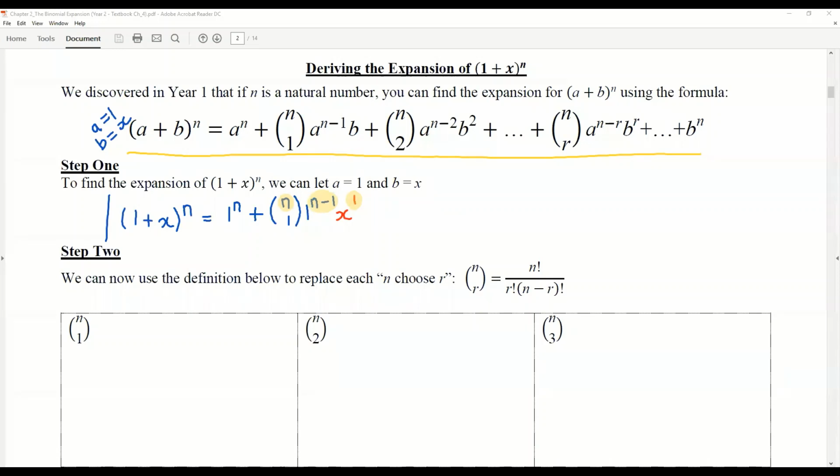Right, let's continue. So then we're going to have n choose 2, 1 to the power n minus 2, and then we have x to the power 2. Okay, we'll do a few more. Plus n choose 3, 1 to the power n subtract 3, and then x to the power 3.